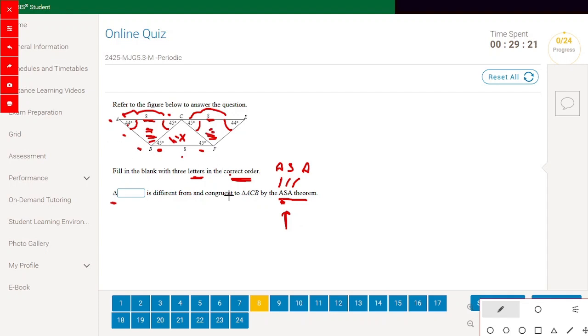Now, so I have here ACB. So A is congruent to E, so the first letter will be E. C will be C, the same. And B will be F. So the answer now, triangle ECF, and this is the correct order, is different from and congruent to triangle ACB by the angle side angle theorem.